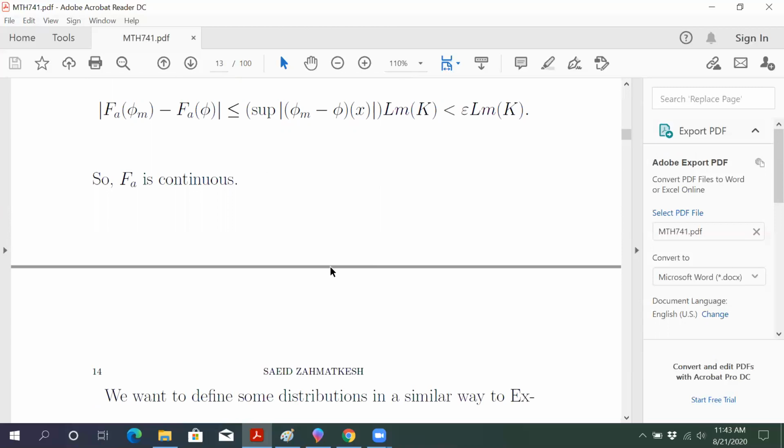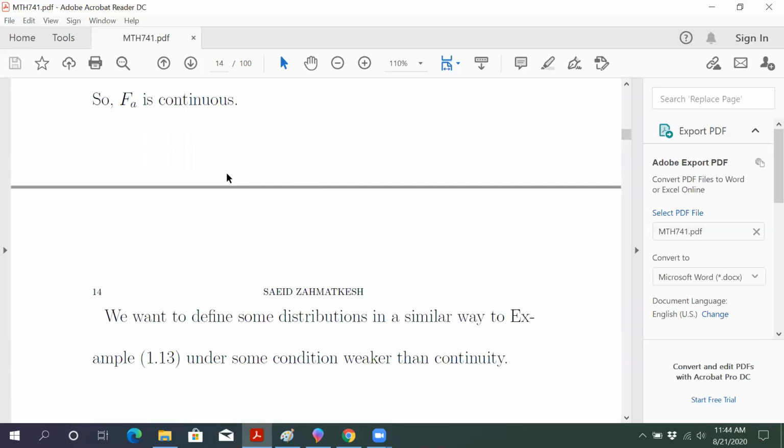We already saw that if the function A is continuous, it induces a distribution. But can we have the same story if A is not continuous? Can we have the same story under a weaker condition? If the function A is not continuous, under some other weaker condition, can we still have a distribution of the same form? We want to define distributions in a similar way to example 1.3, under some condition weaker than continuity. The continuity condition is too strong.